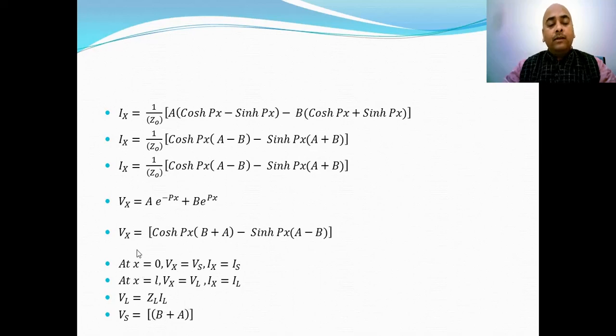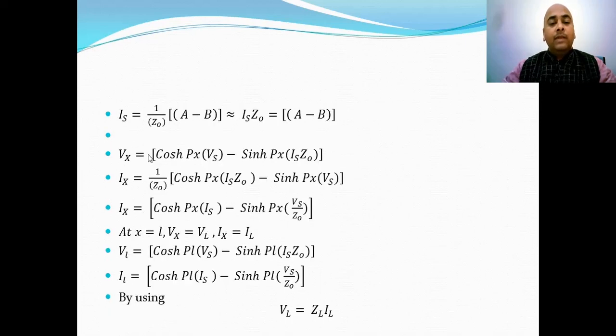Now by putting x is equal to 0, cos hyperbolic px will become equal to 1 and sin hyperbolic px will become equal to 0, so we can obtain that Vs is equal to a plus b. Similarly, from Is we obtain that Is is equal to 1 upon Z naught into a minus b, or the value of constant a minus b obtained is Is into Z naught.